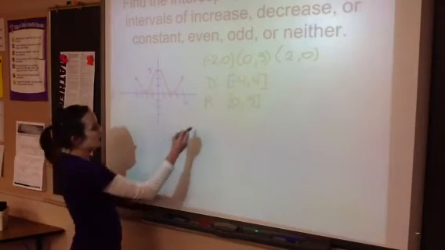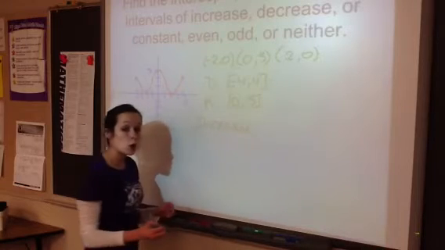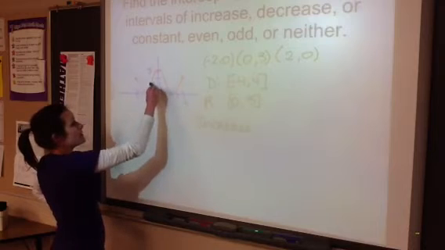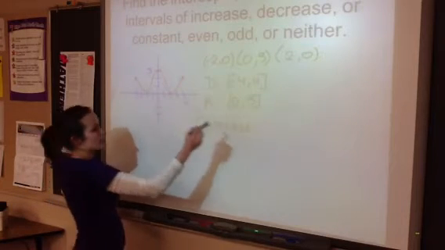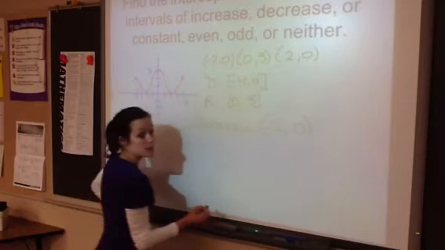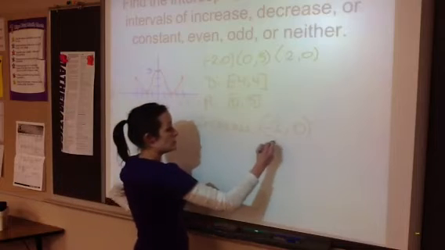Your intervals of increase. So we increase, these are x values only. Intervals are always just x values. So we increase from here to here, which is -2 to 0, x values. Then we increase on the end from 2 to 4.